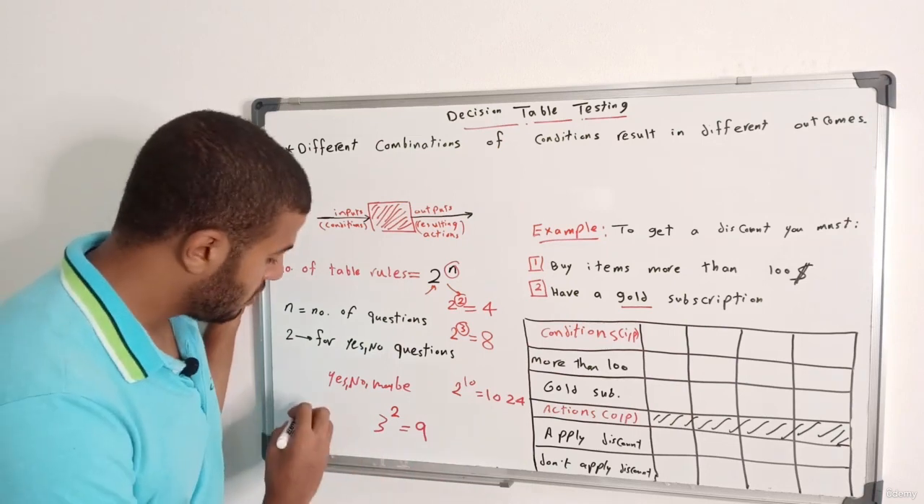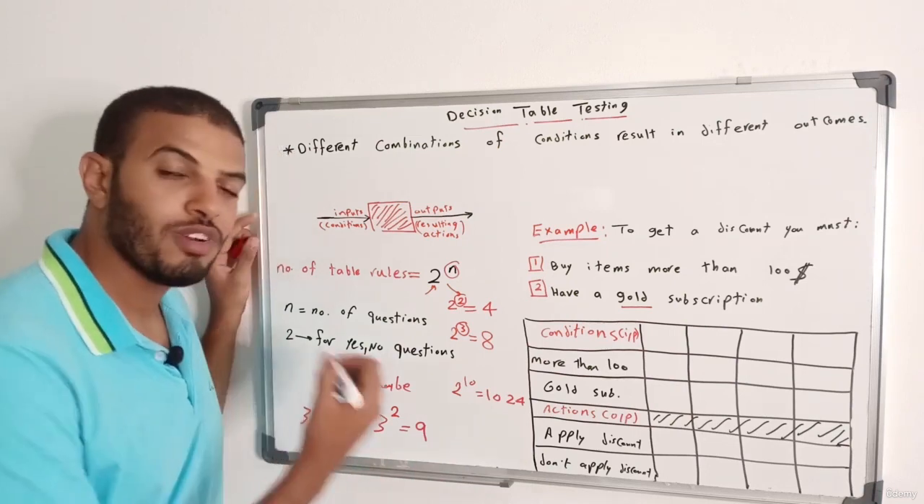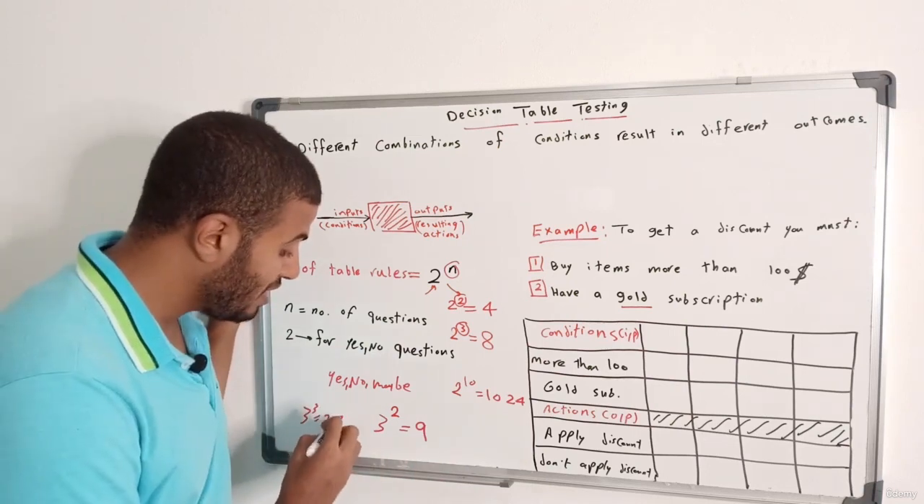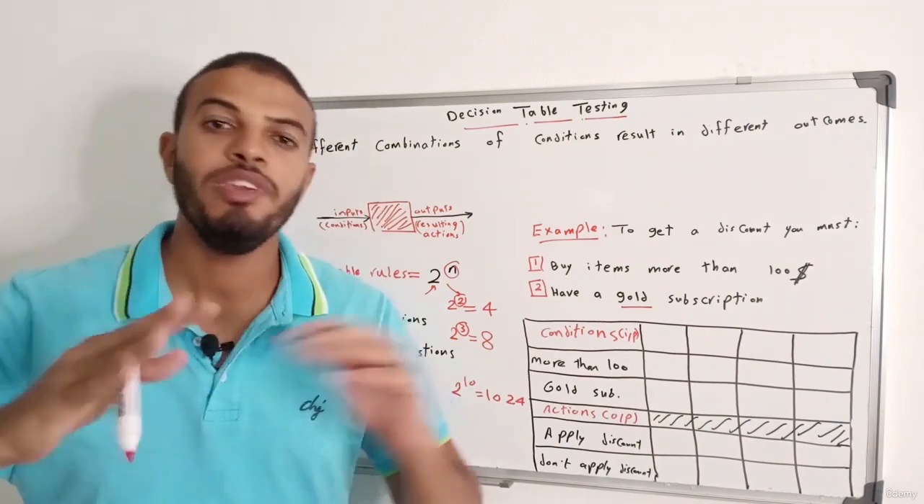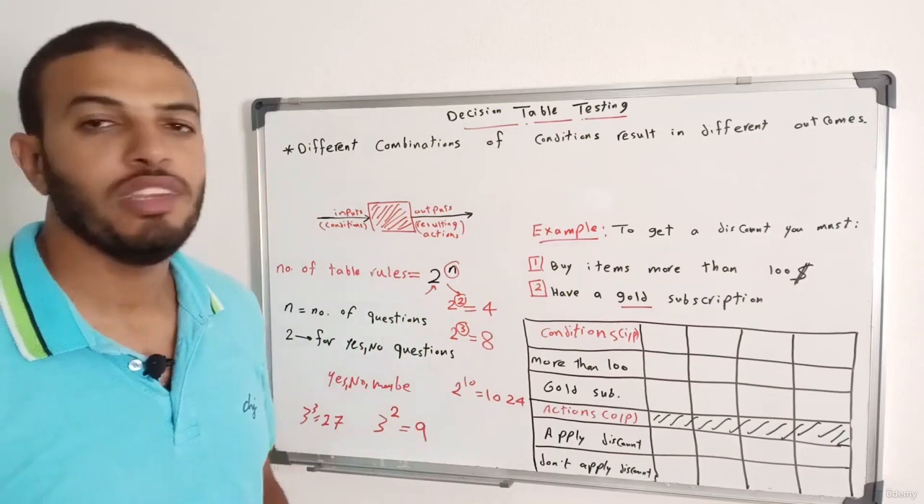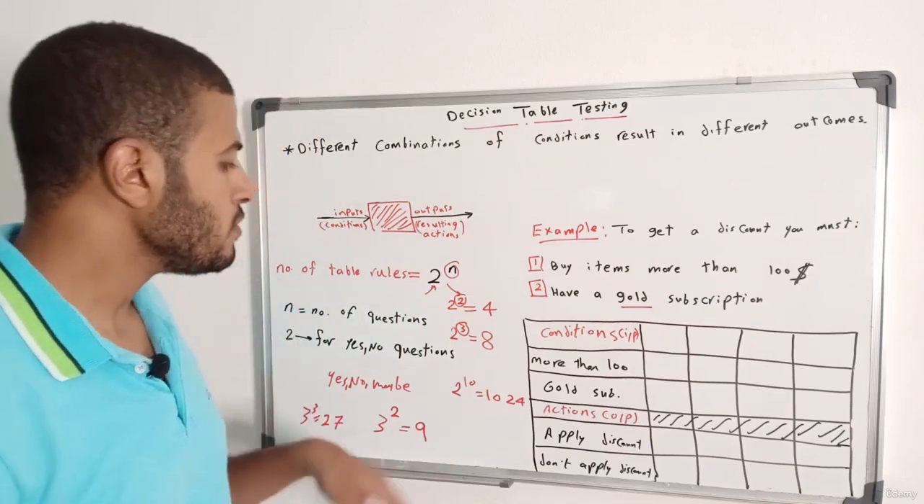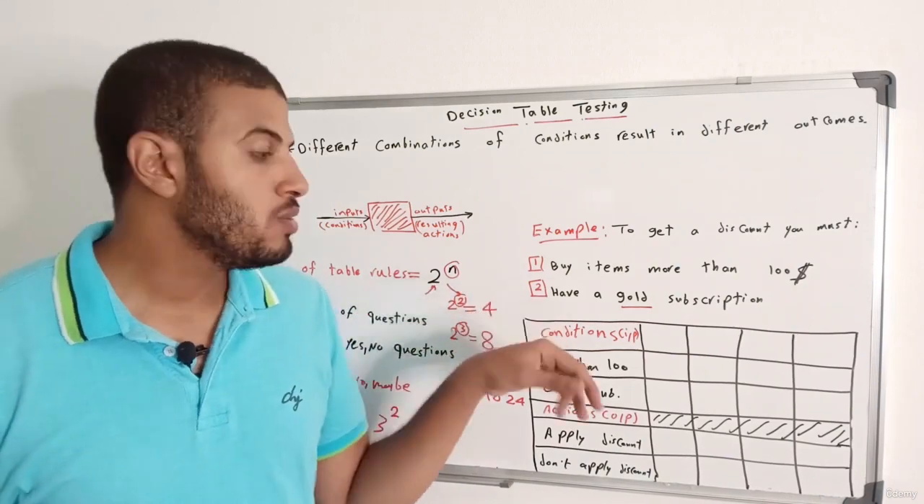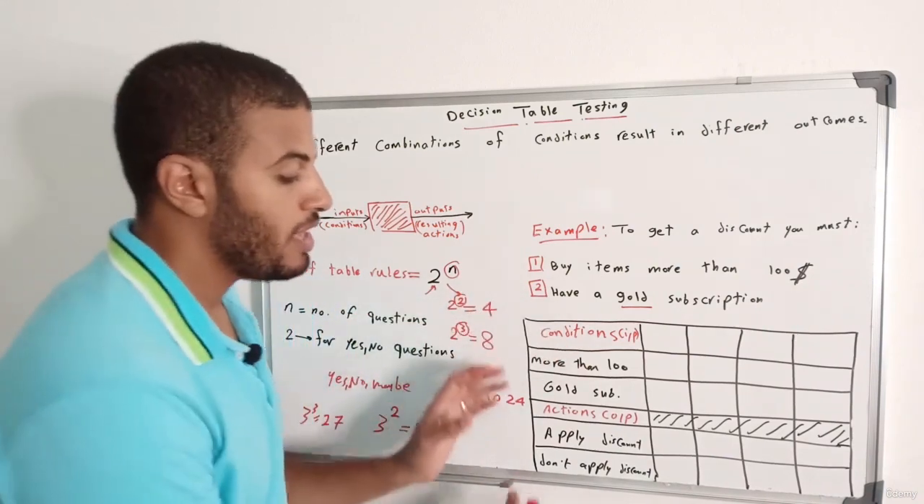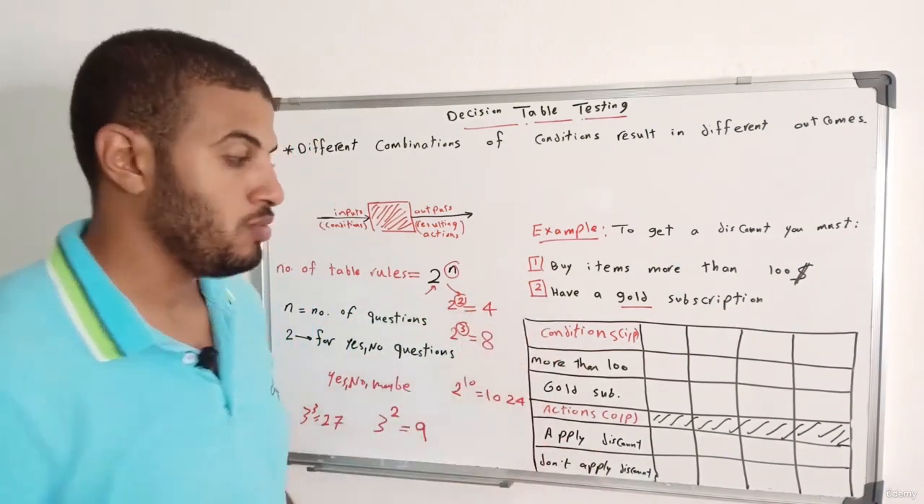Okay, if there are 3 questions, so 3 to the power of 3, which is 27 different situations. Yes, yes, yes; yes, yes, no; yes, no, maybe; and so on. These are the different combinations that we might have. But in our example, like we said, we have 2 to the power of 2, which is 4. And here we begin to draw our decision table.